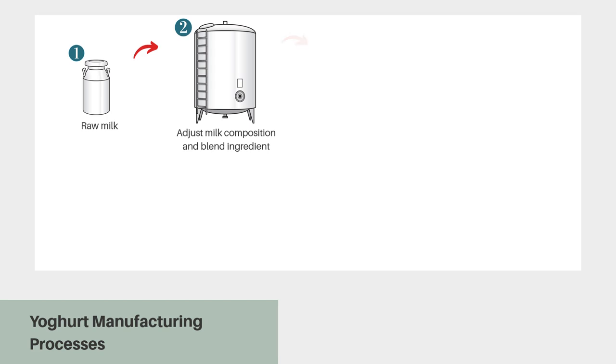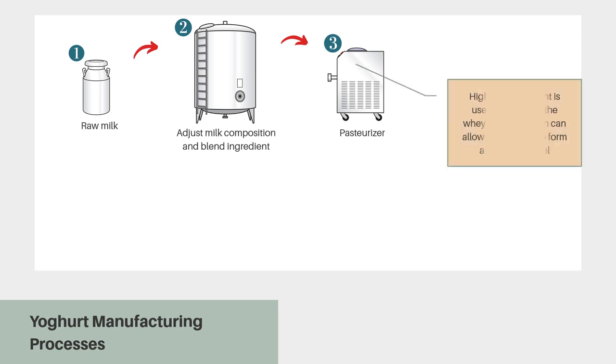The next process is pasteurization, where the milk mixture will be pasteurized at 85 degrees Celsius for 30 minutes, or 95 degrees Celsius for 10 minutes. A high heat treatment is used to denature the whey proteins, which allows the proteins to form a more stable gel, which prevents separation of the water during storage. The high heat treatment also further reduces the number of spoilage organisms in the milk, to provide a better environment for the starter cultures to grow.